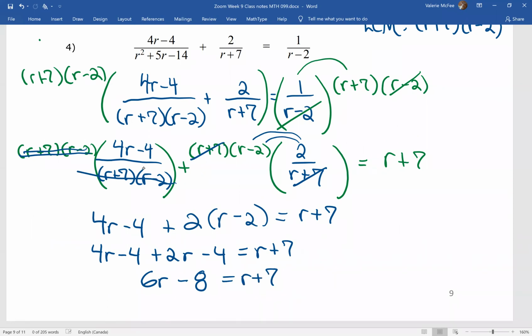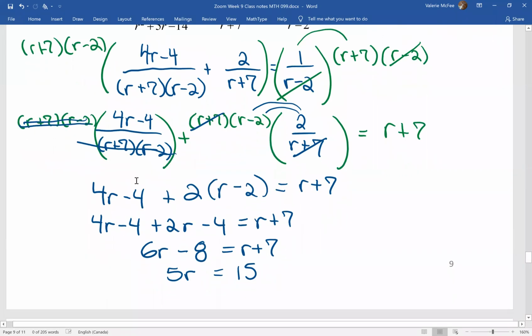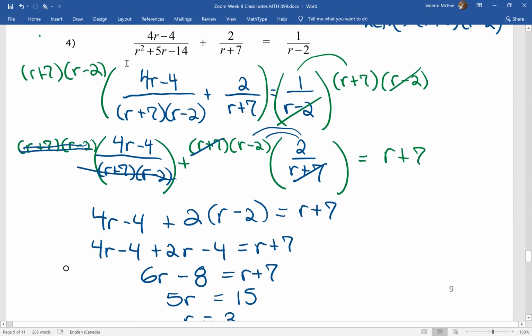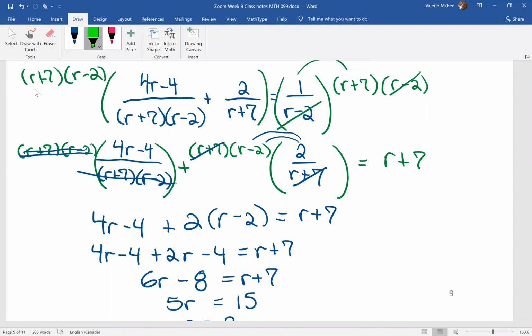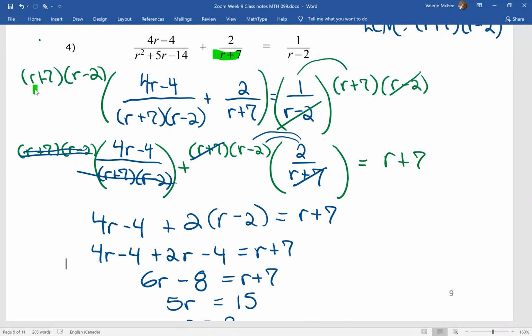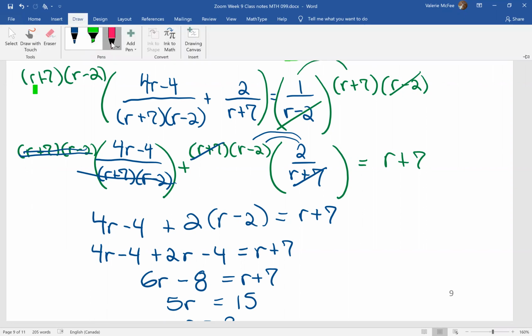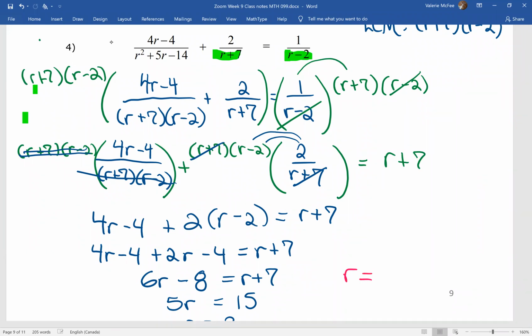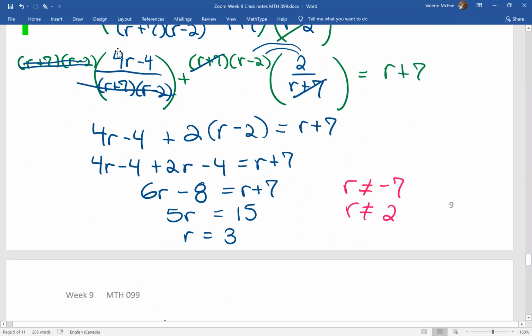Now I can subtract r from both sides, add 8 to both sides, and we see r equals 3. We do need to check our restrictions. There are two factors that contain r plus 7 and r minus 2. That tells me that r cannot equal -7 because -7 plus 7 is 0. R cannot equal 2 because 2 minus 2 gives me 0. I have the solution r equals 3. It's not a -7 or 2, so we can keep our solution.